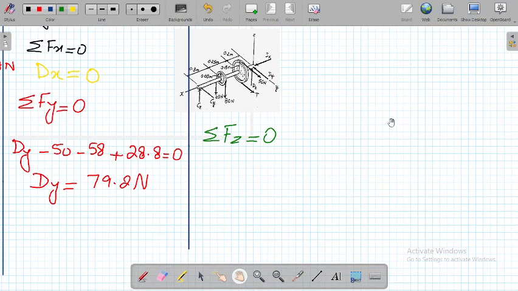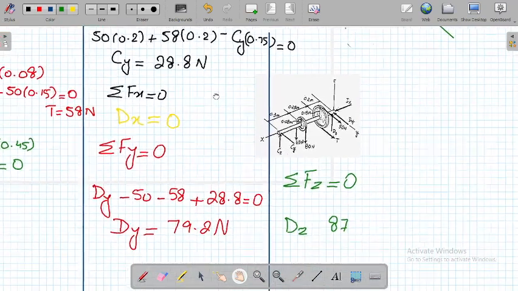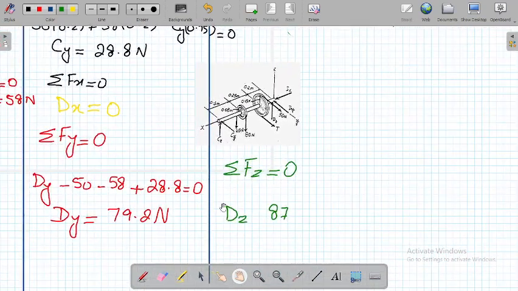We will have the first unknown as dz. Dz will be the unknown. What is the other known, basically that you've calculated along the z-axis? It is Cz. How much was Cz? Yes, Cz was 87, and the sense is again plus, because it is acting towards the positive direction.